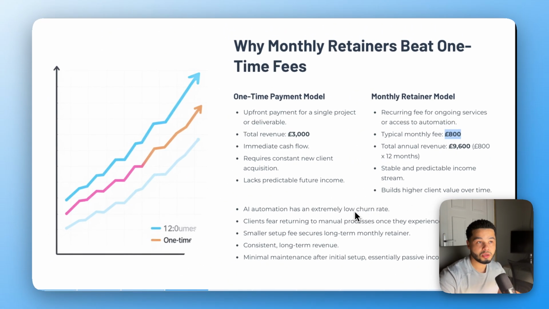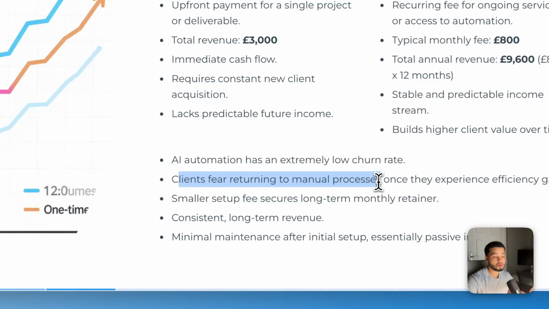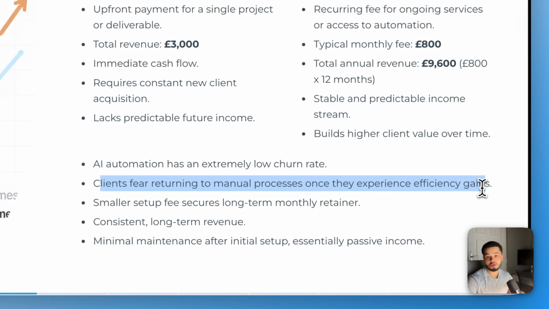Now there's a lot more pros to the monthly retainer model, and that's why I push this. This is the model that I would choose if you're starting out in the AI automation space, or if you're already in it and you're just looking for general advice. Now, obviously in AI automation, churn is extremely low. And for churn, if you don't understand what churn is, it's basically where you lose clients. So if I have 10 clients and I've lost 2 clients this month, then our churn would be 20%. Now, in the AI automation space, churn typically is a lot lower than most businesses. And the reason is clients fear returning to manual processes once they've experienced the efficiency gains of AI.